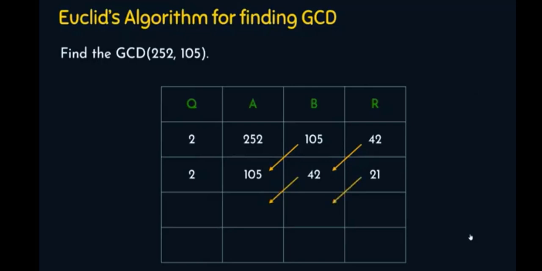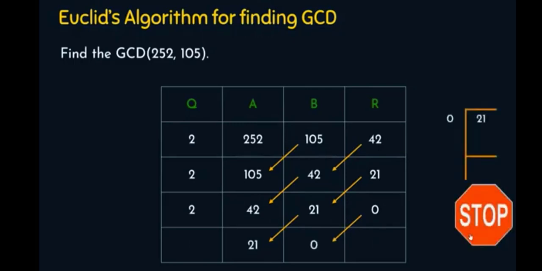Move. Now we divide again, 42 by 21, the result is 2, so we put it under Q, and 0 is the remainder. Now we move for the last step. When we move, we cannot divide 21 by 0. We reach 0 under B, so we have to stop, and the greatest common divisor will be what is under A, which is 21.